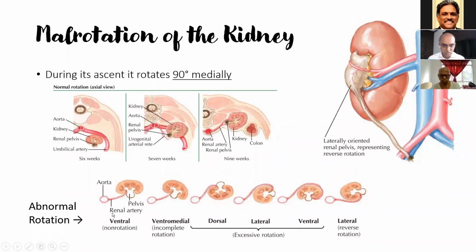Some congenital disorders can cause abnormal rotation. There can be a non-rotation of the kidney, where the renal pelvis in the final stage stays in the ventral portion, or there can be an incomplete rotation, or there can be a hyper-rotation wherein the kidney rotates beyond the point where the renal pelvis faces medially to face posteriorly. There can also be lateral reverse rotation, where finally the renal pelvis will face laterally and the renal parenchyma faces medially.